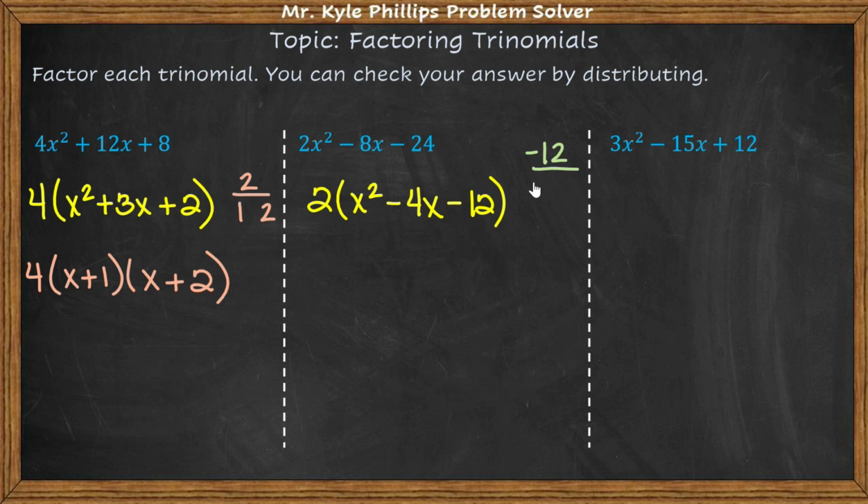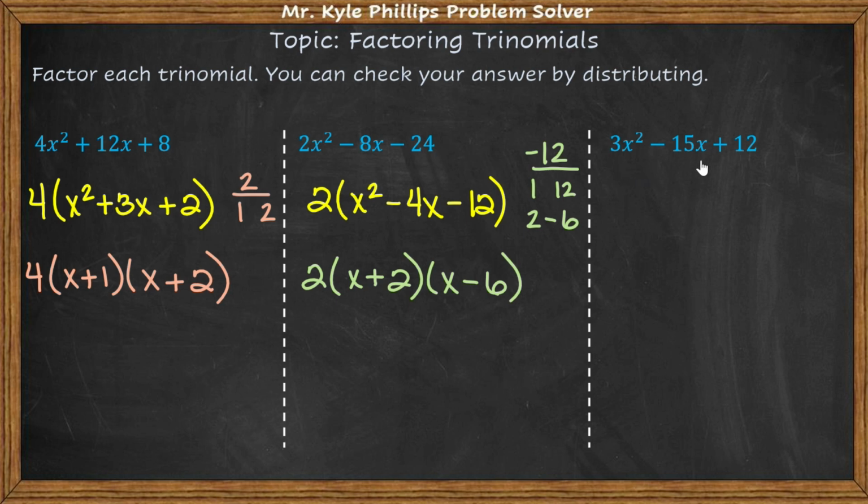All right, we're going to think about multiples. 1 and 12. Can I combine that in any way to get 4? No. All right, what about 2 and 6? Maybe. Let's think about it. 2 and 6. 6 minus 2 would give me positive 4. But 2 minus 6, or rather 2 plus negative 6, that would give me the negative 4. Is 2 times negative 6 going to give me negative 12? Yes. So here, these are going to be my values. So I have 2 times x plus 2 and x minus 6.